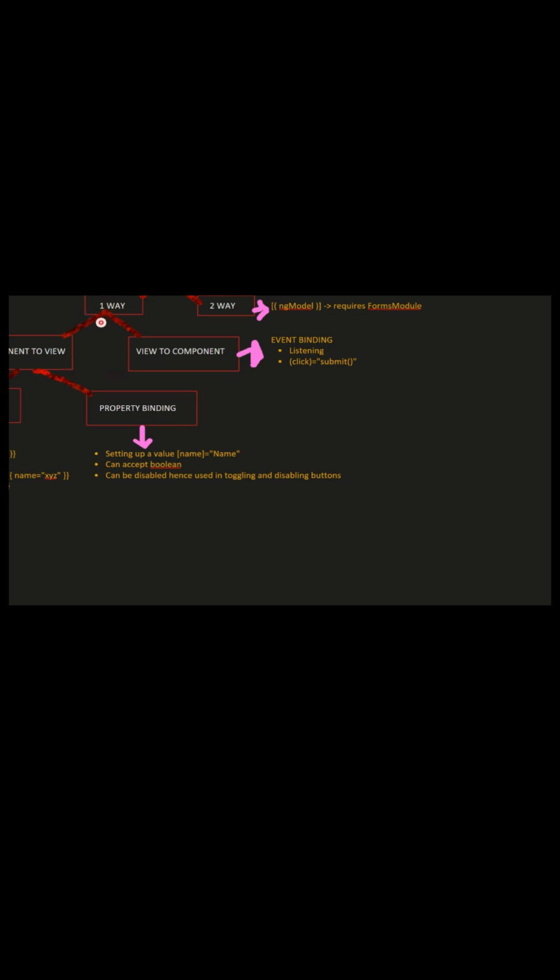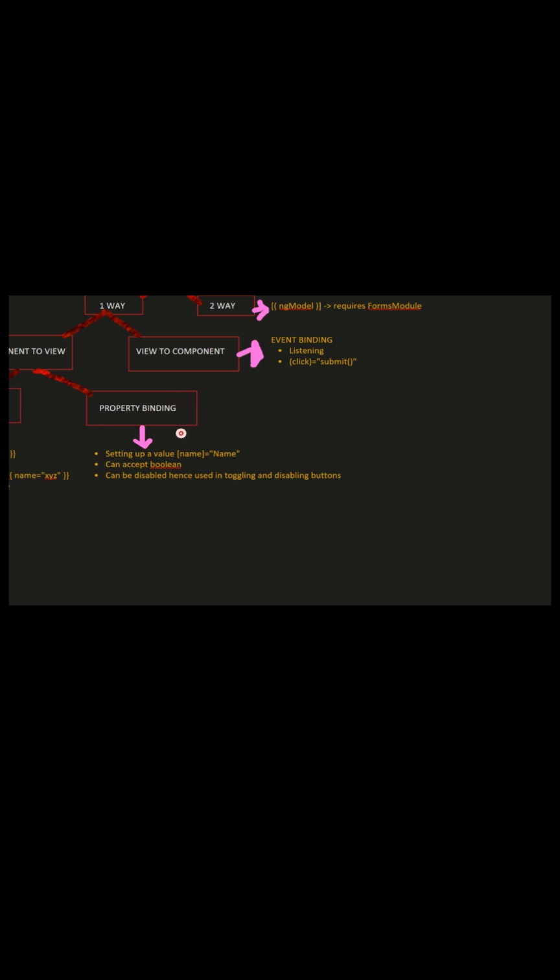Now in one-way data binding, we have two types, component to view and view to component. Component to view is basically interpolation and property binding. View here is our HTML template. So interpolation basically helps displaying value, and it is written like this, and it doesn't take any boolean value. We can't assign value like here only in HTML. If we want to assign XYZ to our name, we can't, and we can't even increment this like A++.